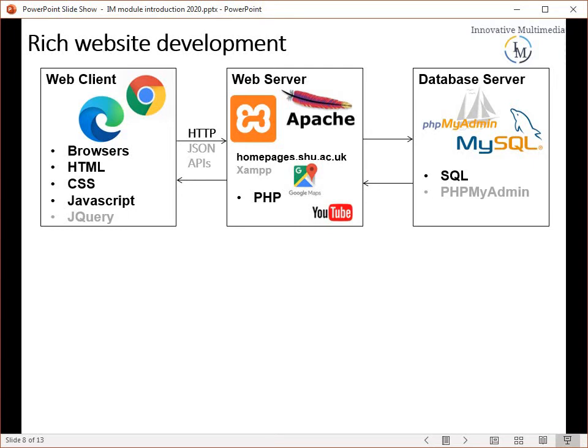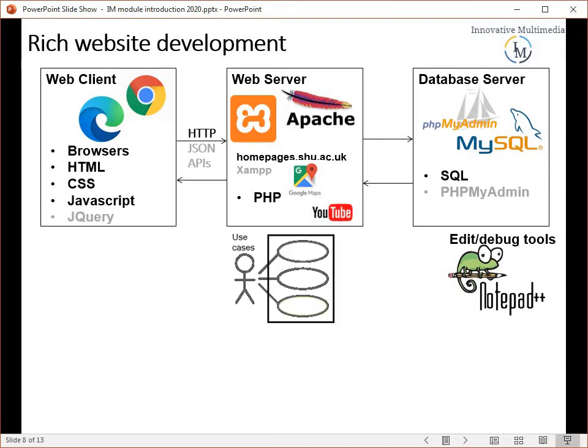Finally, there's space underneath, and that is for all sorts of things that do not fit in this three-tier organization, but are part of the set of tools that you're going to encounter. So there's Notepad++, which is an excellent editor and which is free. Use cases are a good way of working out for a customer what it is that they want when they tell you about a system that they're curious about.